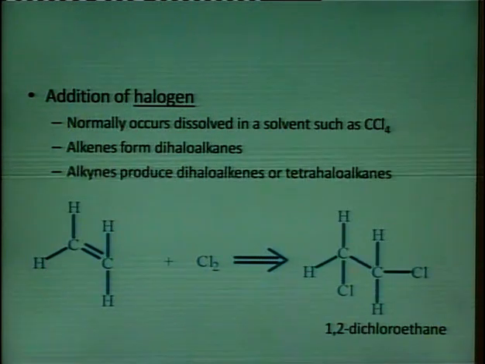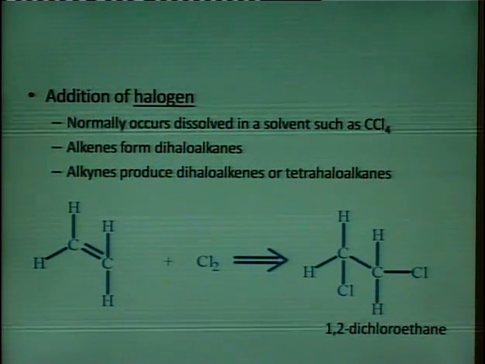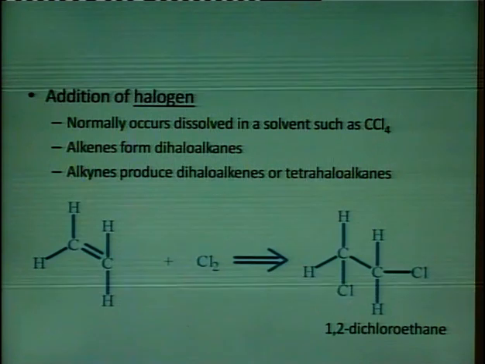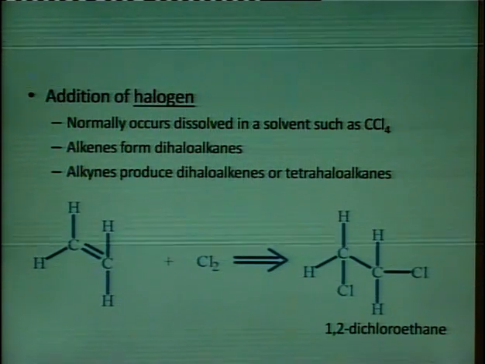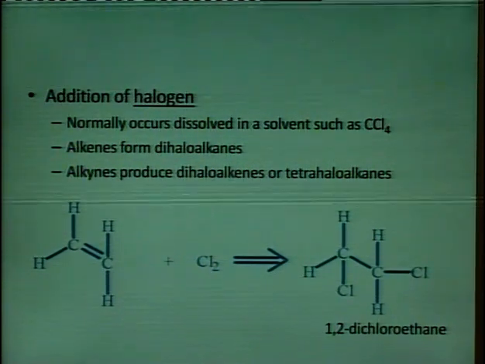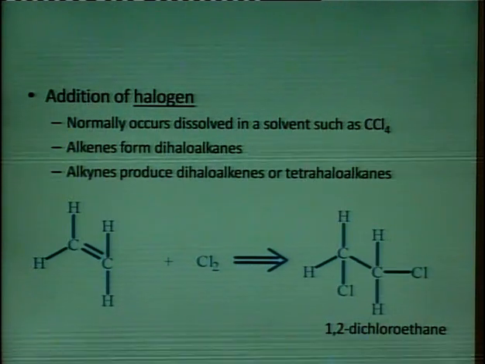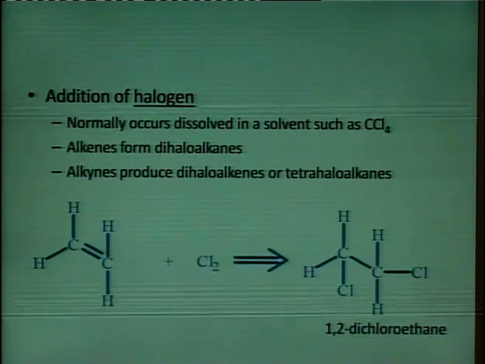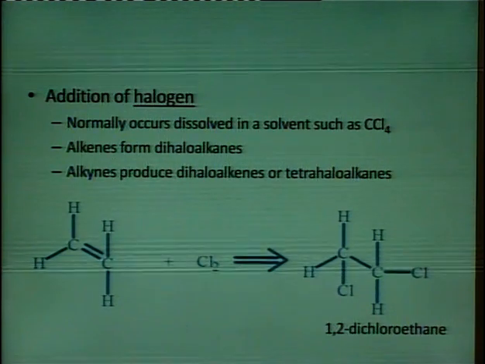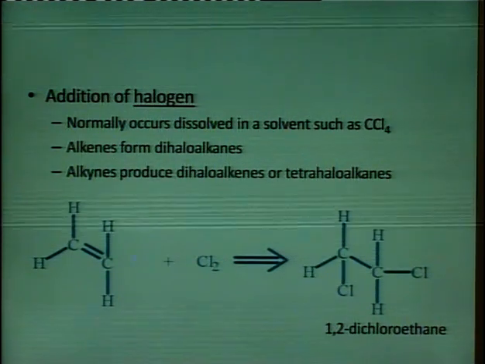When alkynes react with chlorine, dihaloalkenes or tetrahaloalkanes are formed. This reaction usually occurs in the presence of carbon tetrachloride as solvent.